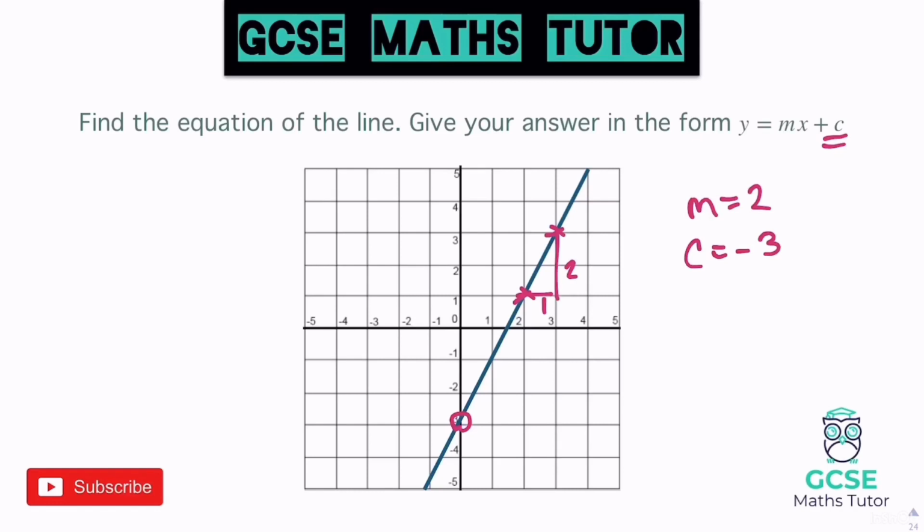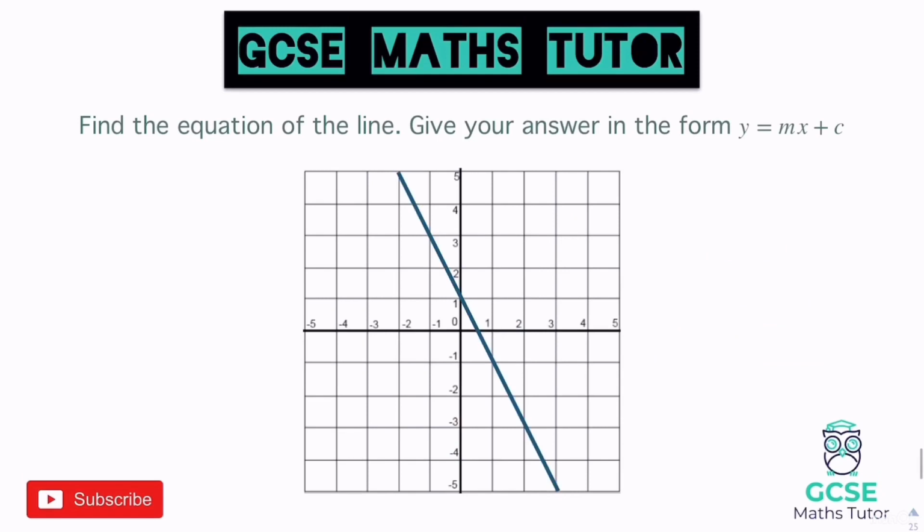So I just need to put those all together. We have y equals 2x take away 3. That's the equation of this line. We can do that nice and quickly like that. It goes through negative 3 on the y-intercept, and there's a gradient of 2, which I've found between those 2 whole number coordinates there.